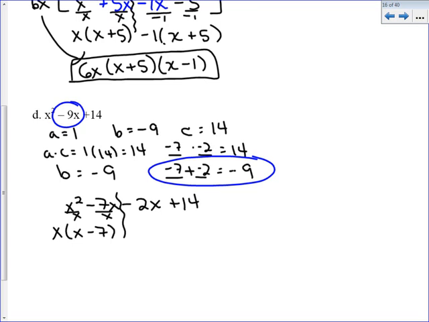-2. So I need to take out a 2, but in order to switch the signs around, we're going to use a negative GCF, which gives me x minus 7. Got your match. X minus 7, x minus 2.